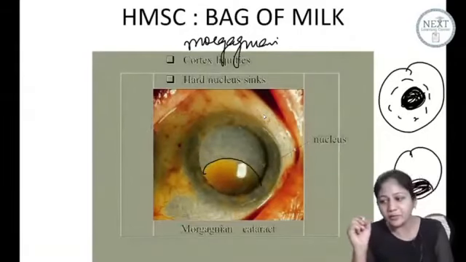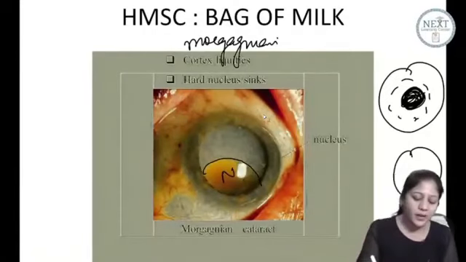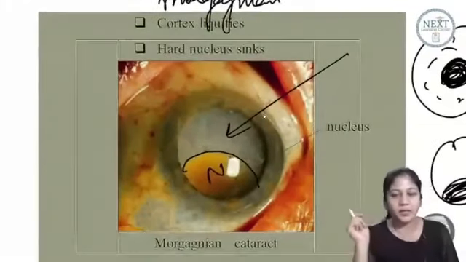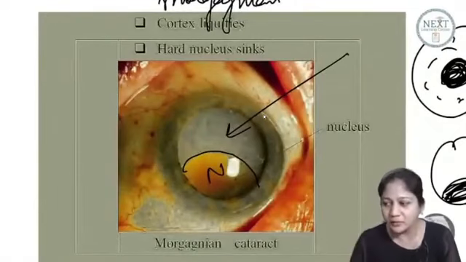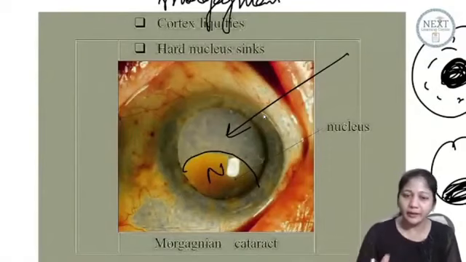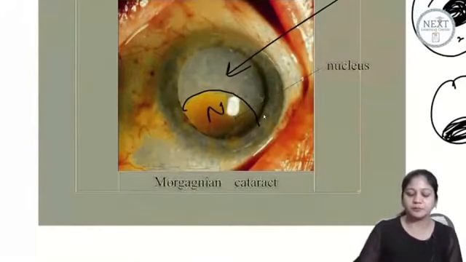Can you all identify? This black thing is your nucleus. What is this white thing? This is your cortex, which is now liquefied. So this picture is your bag of milk appearance. Is it clear to all of you? Later on, it can cause glaucoma. How? I'll tell you tomorrow.